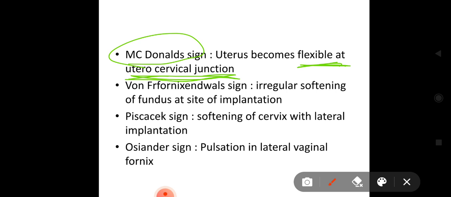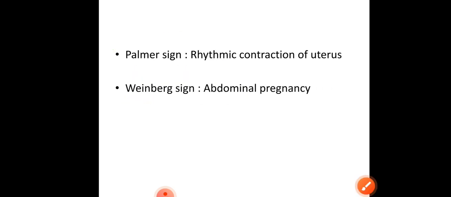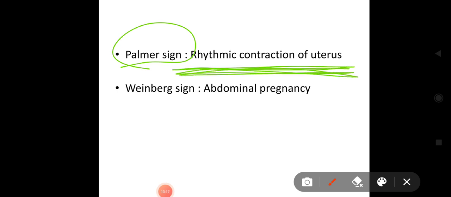So von Fernwald sign, irregular softening of fundus at site of implantation. Piskacek sign, softening of cervix with lateral implantation. Osiander sign, pulsation of lateral vaginal fornix is seen. So this is Osiander sign. Just remember these signs easily, they can frame MCQs. What is Palmer sign? Rhythmic contraction of uterus is Palmer sign. So how do you appreciate contraction of uterus? By keeping your palm. This is your palm. So this is Palmer sign.